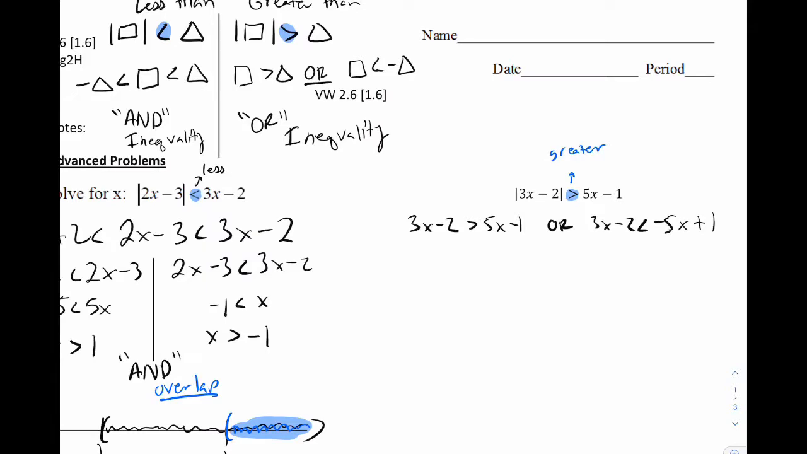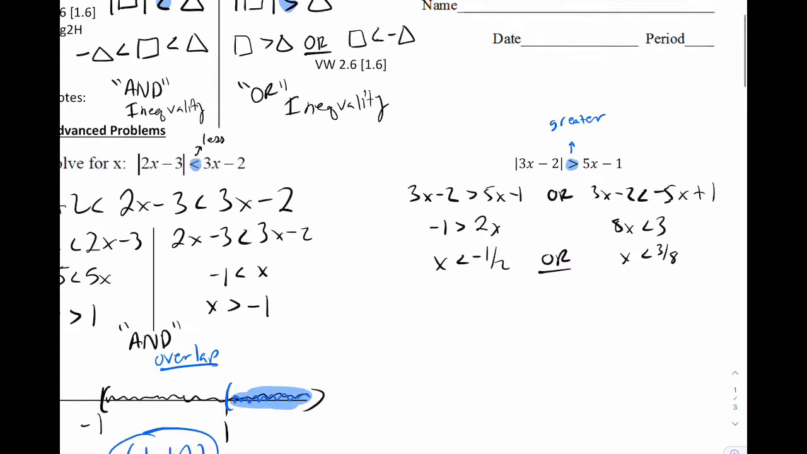And now we're going to solve it. So to solve this quickly, that's 2x is less than negative 1. So x is less than negative 1/2. And again, the keyword here is OR. Let's solve this one. This would be 8x is less than 3. X is less than 3 over 8.